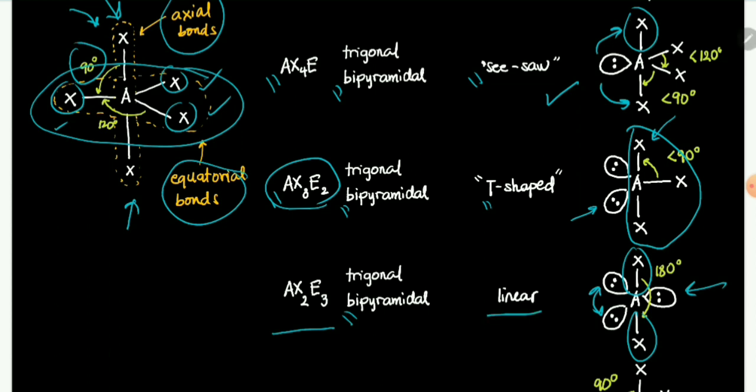Okay? So, the geometry is linear for this molecule type. So, kapag may tatlo kang lone pair at dalawang bonding pair, linear ang iyong molecular geometry. And trigonal bipyramidal yung iyong electron pair geometry.